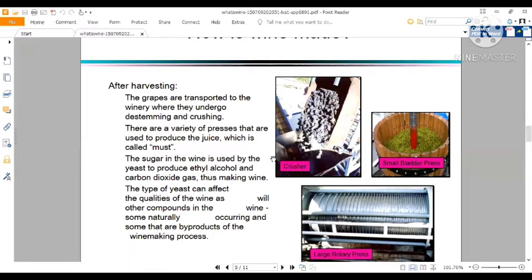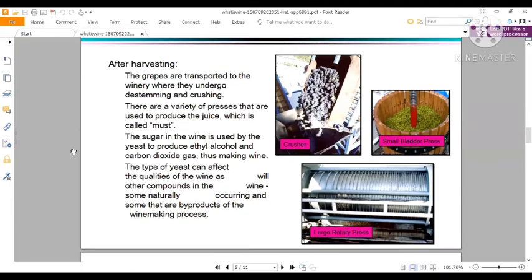All right, the sugar in the wine is used by yeast to produce ethyl alcohol and carbon dioxide gas, thus making the wine. The type of yeast can affect the quality of the wine, as can other compounds in some wine, some naturally occurring and some that are byproducts of the winemaking process.